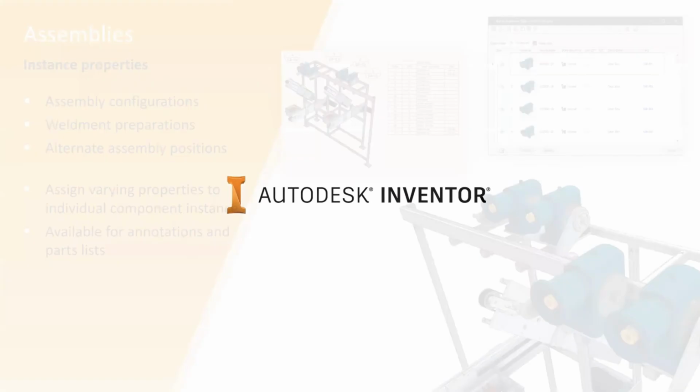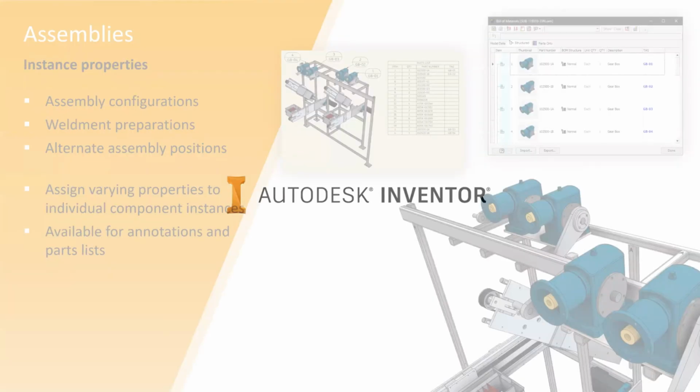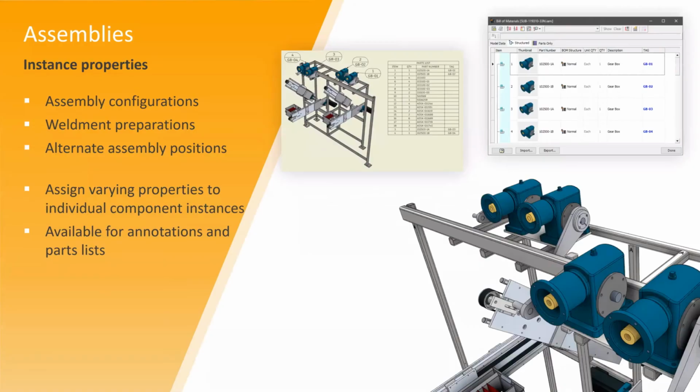But if we're looking at the assembly side of things, again, we can have assembly configurations, weldment preparations, and alternate assembly positions also within the model state. So this is another functionality that improves the flexibility, where previously we would have had to set this up as separate files. Now we can do this within the Inventor model states.